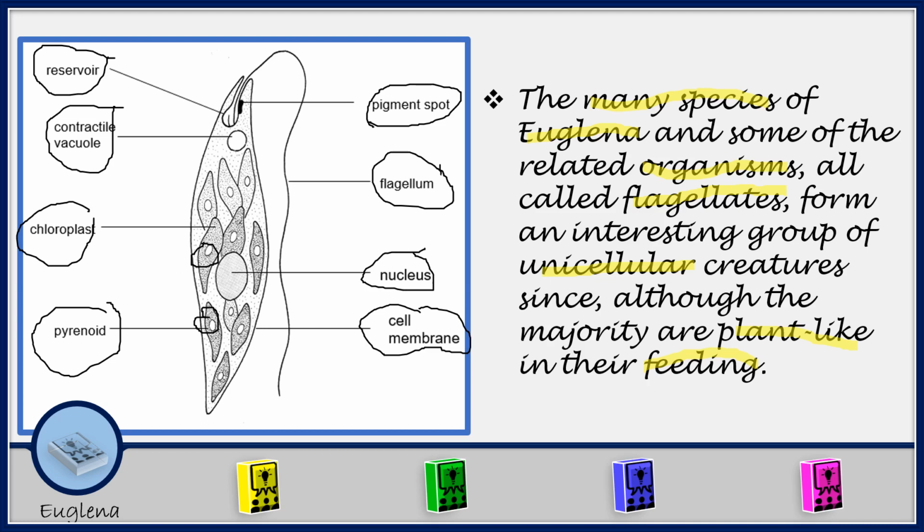And we are saying that it is related to other organisms which are called flagellates. Flagellates are those that have the flagellum. This tail here is what we are calling the flagellum. So those organisms that have that tail or that filament, we refer to them as flagellates.